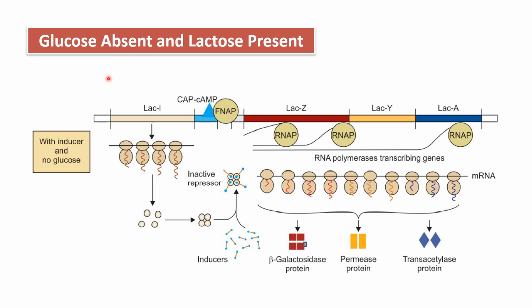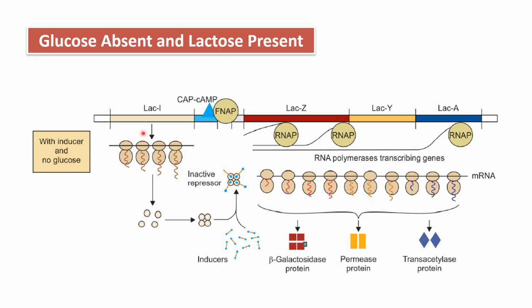In the first two scenarios, in the first scenario glucose alone is present, in the second scenario glucose and lactose are present, but here there is no glucose. So now the bacteria need to produce glucose from this lactose. In this condition, the gene for producing beta galactosidase protein, which will produce glucose from lactose, should be transcribed.